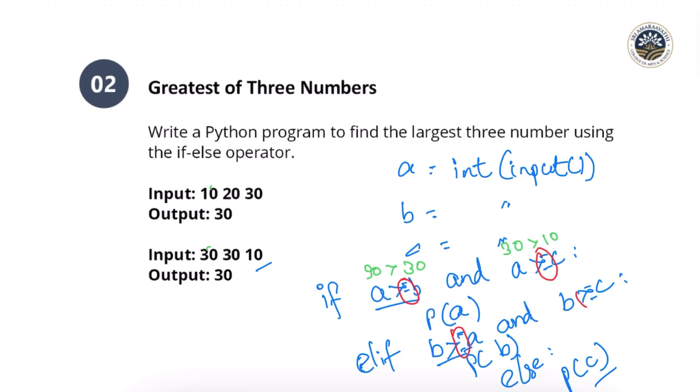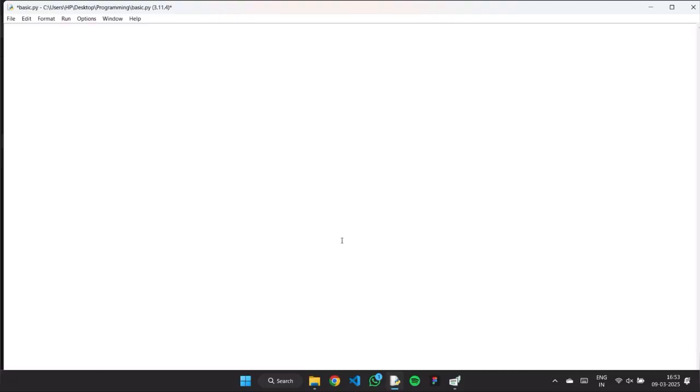That's why I have given this question. I hope you have understood it, and we will start our programming. Okay, greatest of three numbers. You need to get three numbers: A is equal to int of input. I mention int because I need an integer value. If you just use input, it also will get the input.